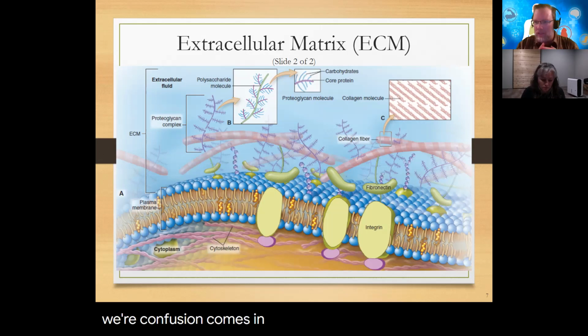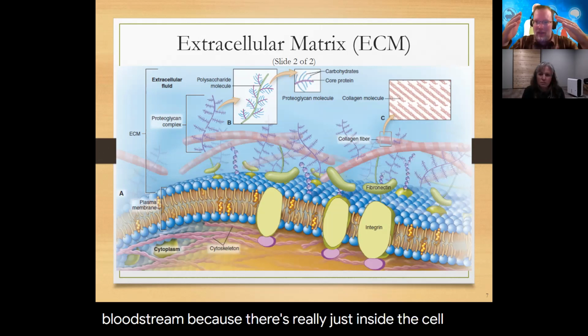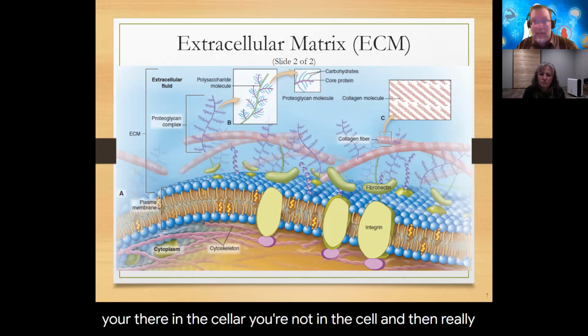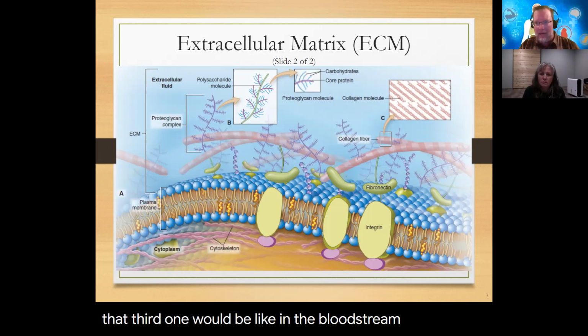But extracellular space, interstitial space, those are going to be the same general idea, that we're outside of the cell and we're outside of the bloodstream. Because there's really just 3 main compartments for fluid: inside the cell, outside of the cell, and then the third, really 2. You're either in the cell or you're not in the cell. And then that third one would be in the bloodstream or in the lymphatic system, right?